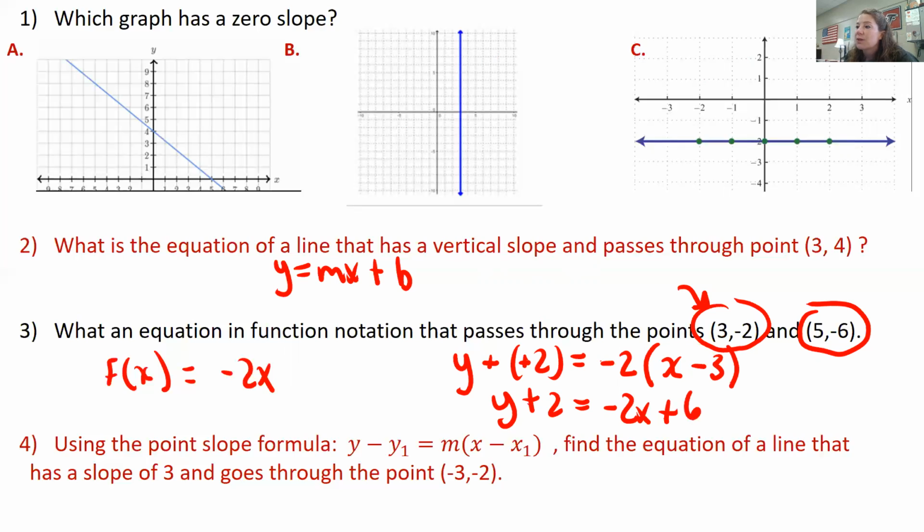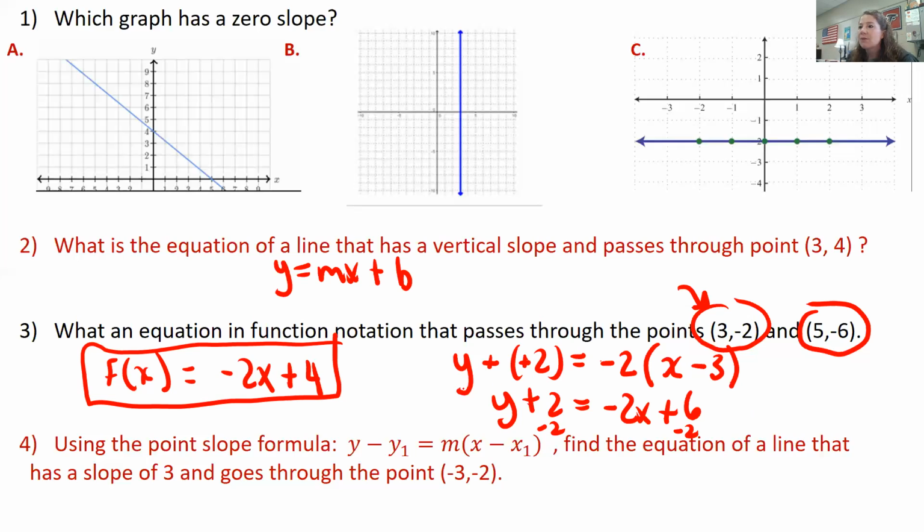And then we're going to subtract 2 from both sides. So our function of x is equal to -2x, and then 6 plus -2 is +4. That is the answer. Okay?